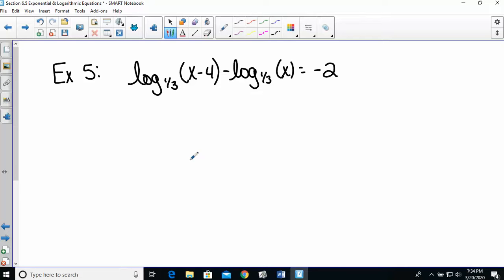Okay, so again, I've given you a problem where you have multiple logs on one side. Your first step is to combine those. So if these logs are subtracted, I put them together by dividing. So this is x minus 4 divided by x.